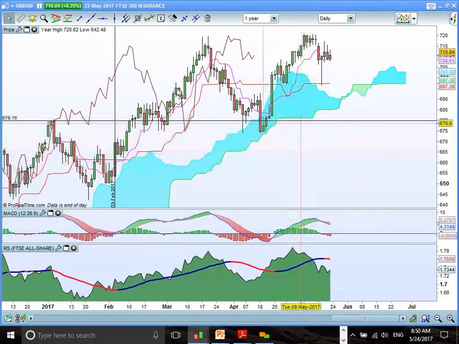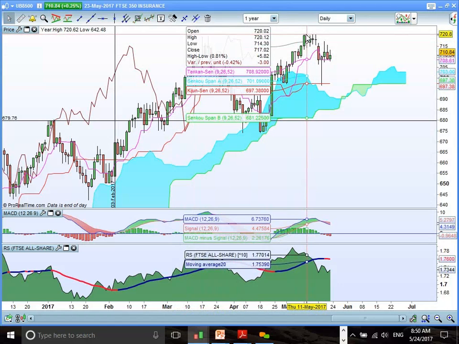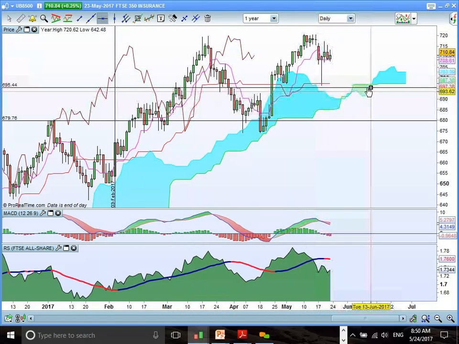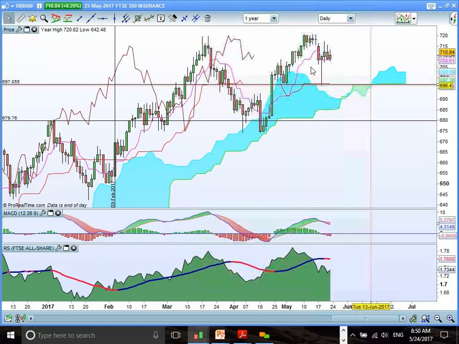Insurance. Struggling to get past the March 20th highs here. Resistance came in, MACD sell signal then fired, so downside risk is towards the top end of the cloud here at 696. So watching very closely for those levels to be tested. We've had a MACD sell on the cloud chart basis, so looking weak.